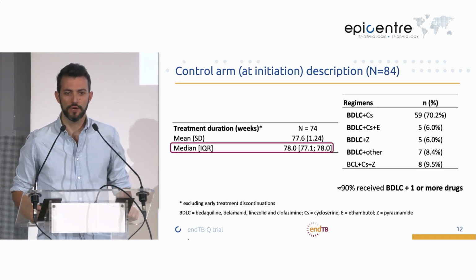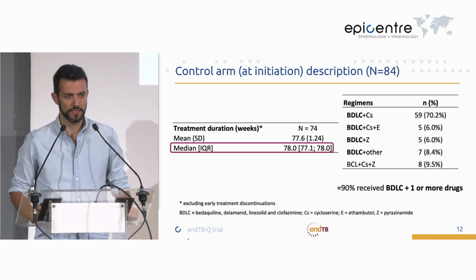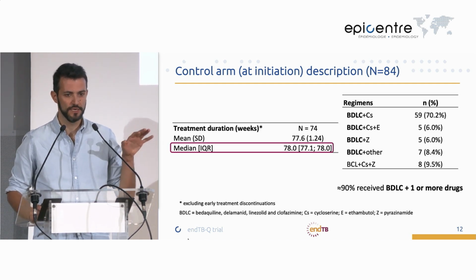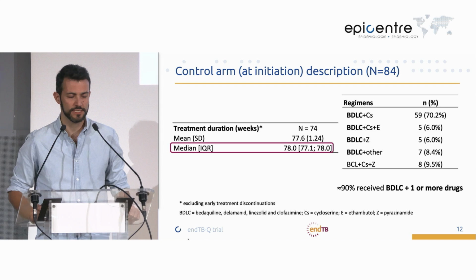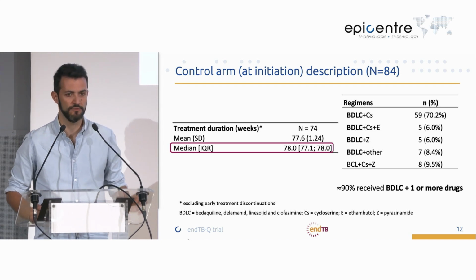So now looking at the control arm in particular, this is important to draw your attention to, first of all, the duration, which was 18 months for most participants, as expected. In terms of the composition of the control arm, this was very similar to the experimental arm, with over 90% of study participants actually receiving the same regimen, BDLC, plus 1 or more drugs. So a very similar but fortified regimen, given for a longer period.